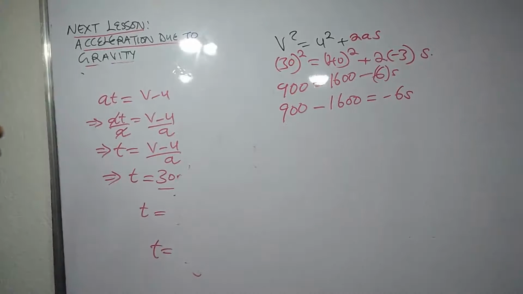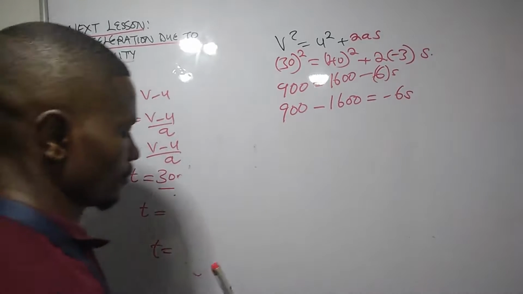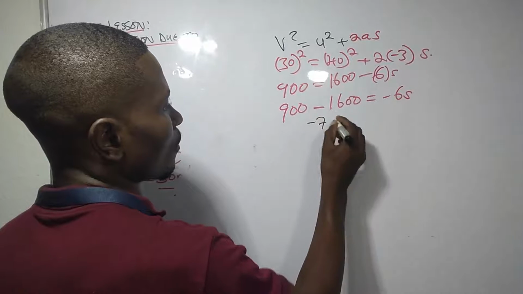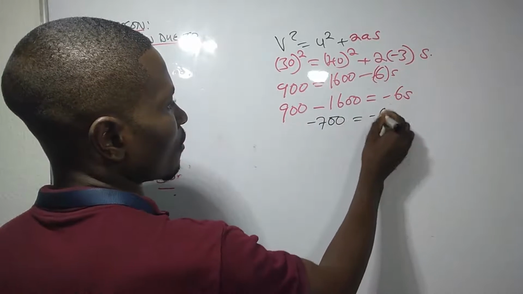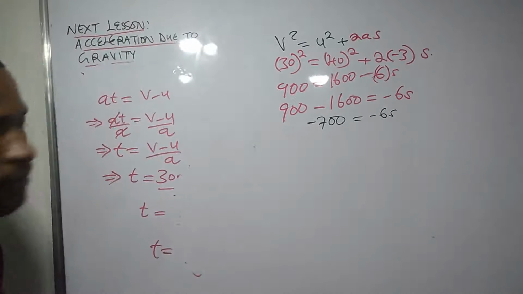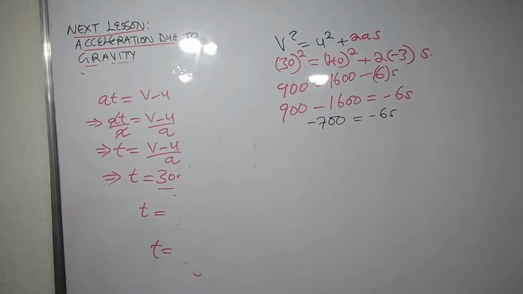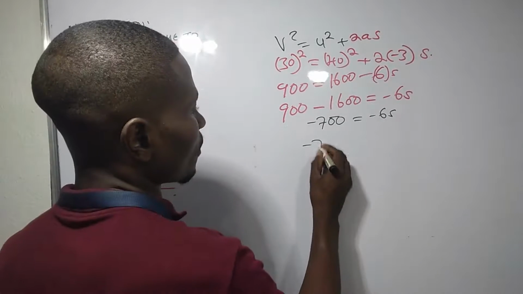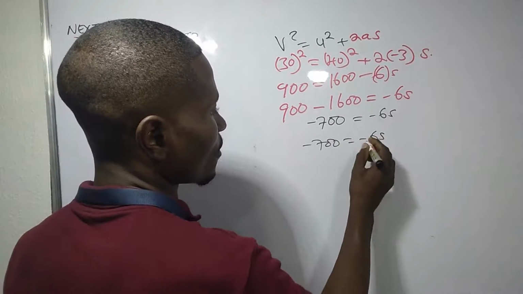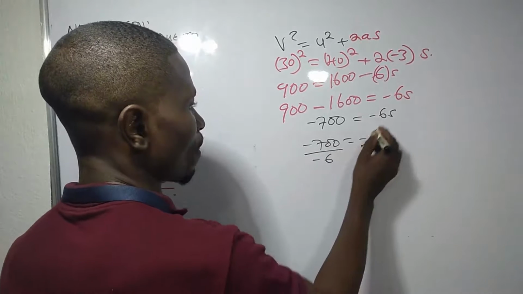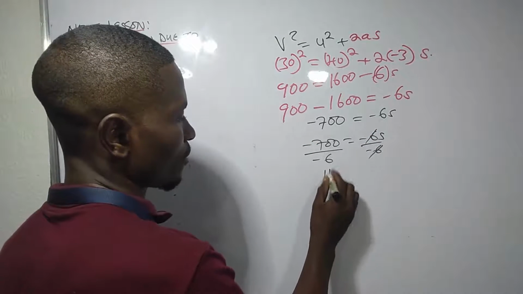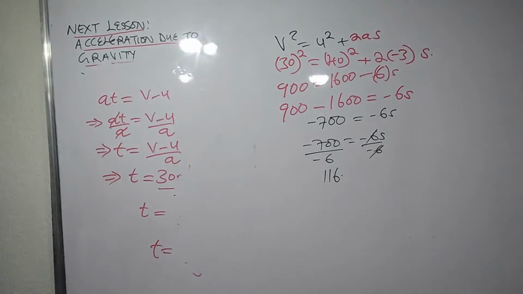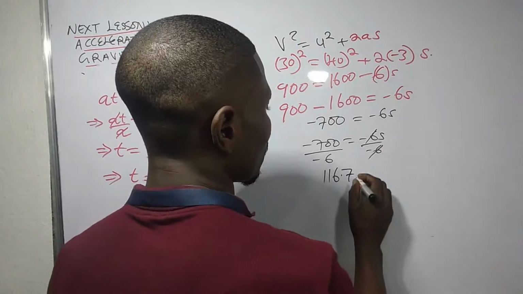Then when you subtract that, this minus that, you get -700. Then from there, -700 equals -6s. So this is going to give you 116.7 meters.